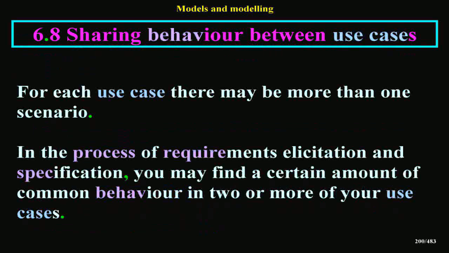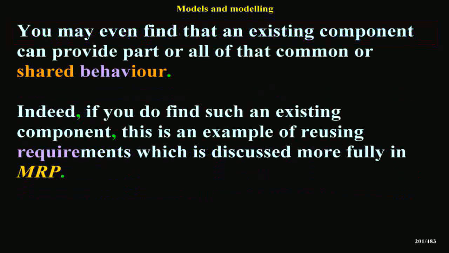6.8. Sharing behavior between use cases. For each use case there may be more than one scenario. In the process of requirements elicitation and specification, you may find a certain amount of common behavior in two or more of your use cases. You may even find that an existing component can provide part or all of that common or shared behavior. Indeed, if you do find such an existing component, this is an example of reusing requirements, which is discussed more fully in MRP.